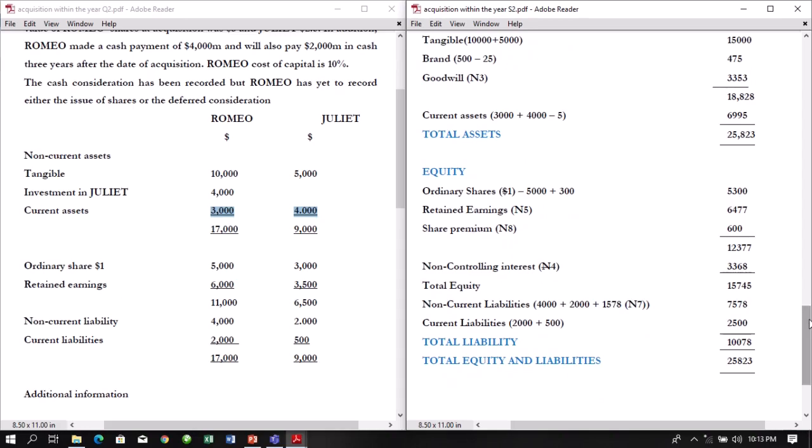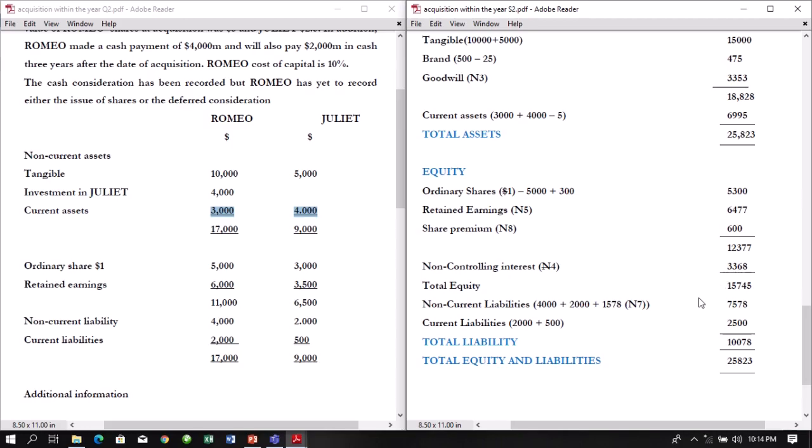We can then move to equity. Like I do say in every one of my videos, when you are accounting for equity, you don't add the equity of the subsidiary company. So in this case, I come here under my equity, ordinary shares is 5,000. Don't forget that the shares we gave to the owner of the subsidiary were not accounted for, and as such, in our calculation in working note 8, we said we credit our ordinary shares with 300, giving me 5,300 here, and my retained earnings in line with note 5 is 6477, and my share premium as calculated in note 8 also, we calculated it to be 600, giving me 12,377. And I need to add my non-controlling interest as calculated in working note 4 with 3368. So my total equity is 15,745.